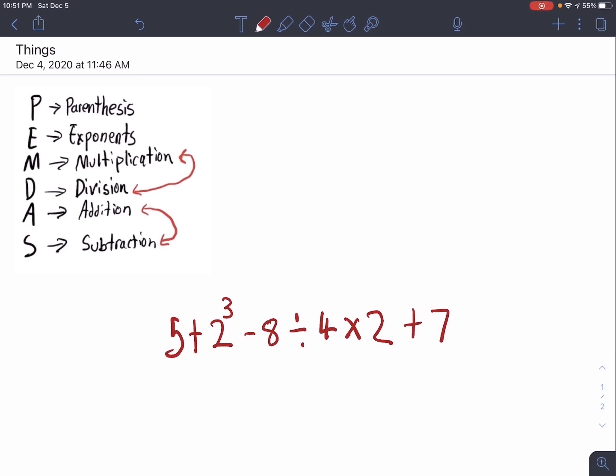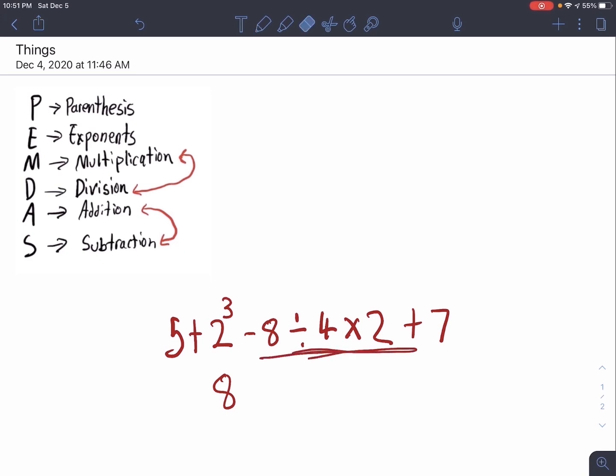The highest priority in PEMDAS is parentheses, but we don't have that. So the next highest priority is exponents. So you do 2 to the power of 3 first, which is 8. Then the next highest priority is this part right over here.